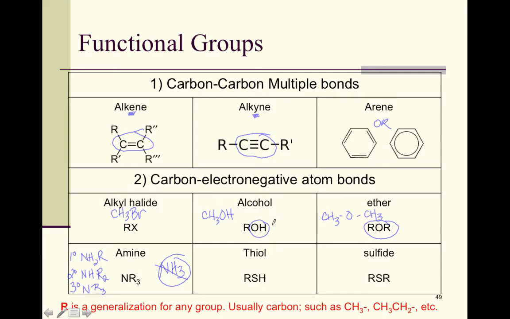A thiol is actually the sulfur analog of an alcohol, and so its functional group is SH. I'm going to go ahead and just use the methyl group because it's a nice small group to draw, and here would be an example. Notice the only difference between an alcohol and a thiol is I have an oxygen here and I have a sulfur here. And a sulfide is the analog of an ether. In this case, instead of having oxygen in the middle, I have a sulfur.